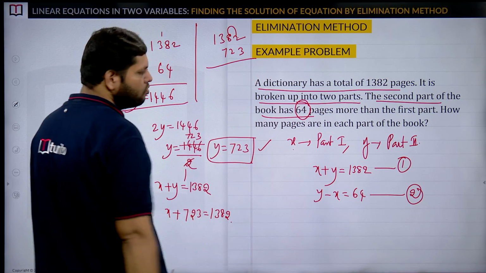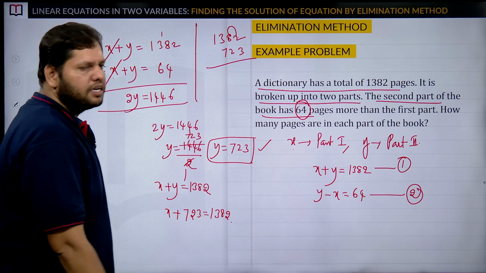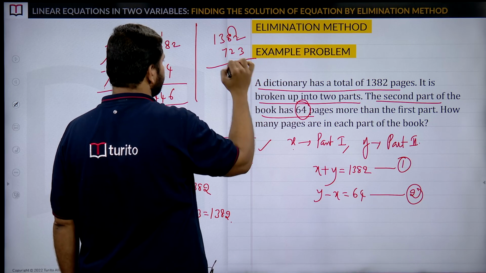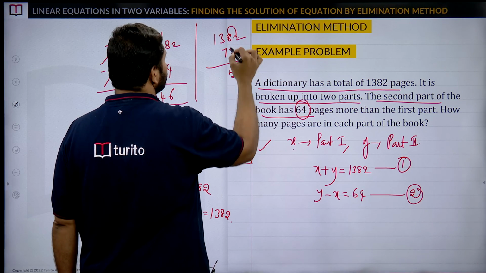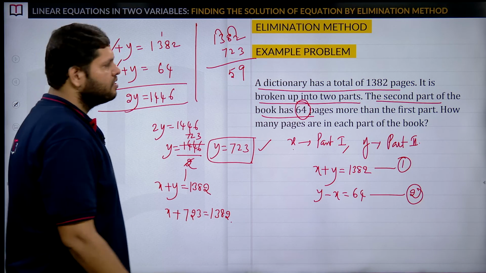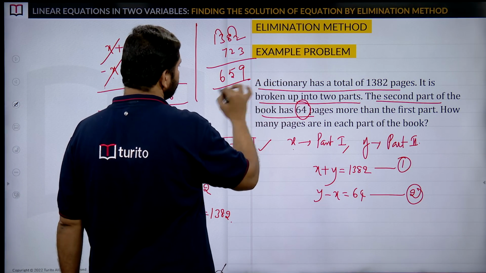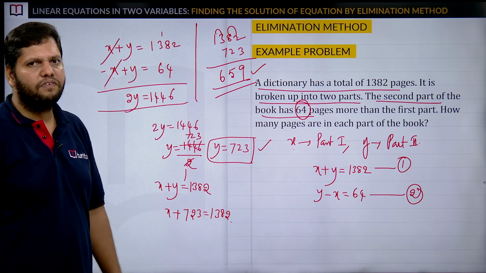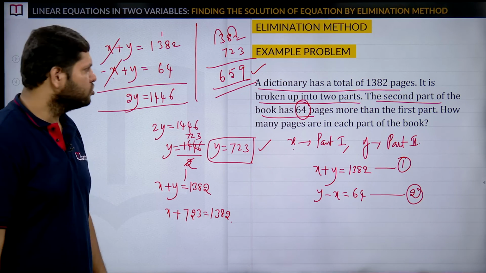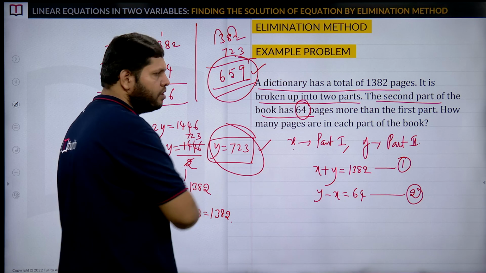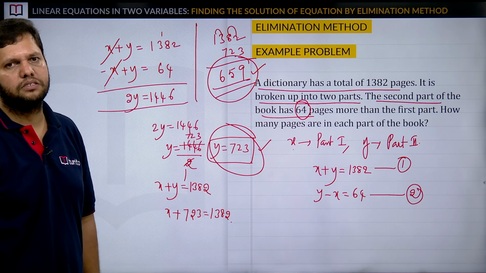Take the borrow. 12 minus 3, it is 9. And this is 6, so 6 and 1 are 7. 7 minus 2, this is 5. And take the borrow, children. 13 minus 7, it is what? 6. So first part has how many pages, children? 659 pages. So part 1 has 659 pages and part 2 has 723 pages.